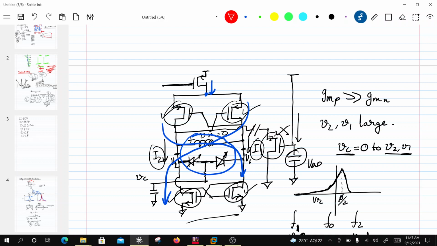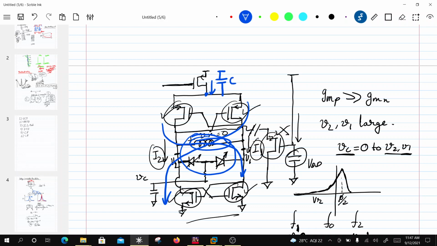Another way to minimize perturbation would be if I was to place a tail capacitor here. Now what this tail capacitor is going to do is cause a certain DC value of current always through this inductor.